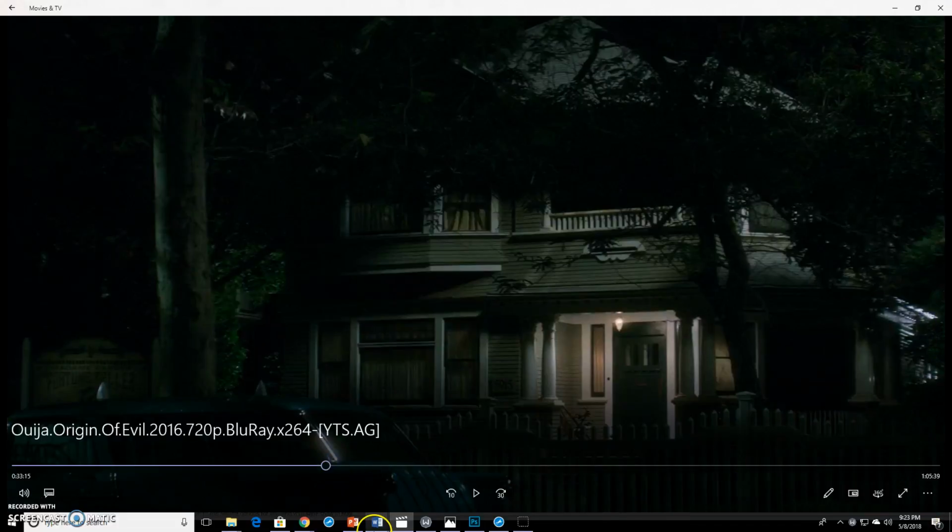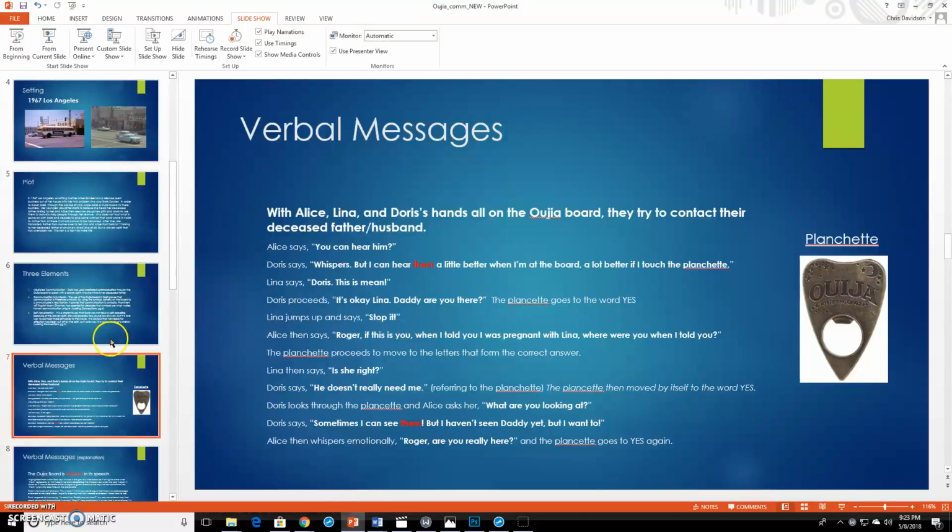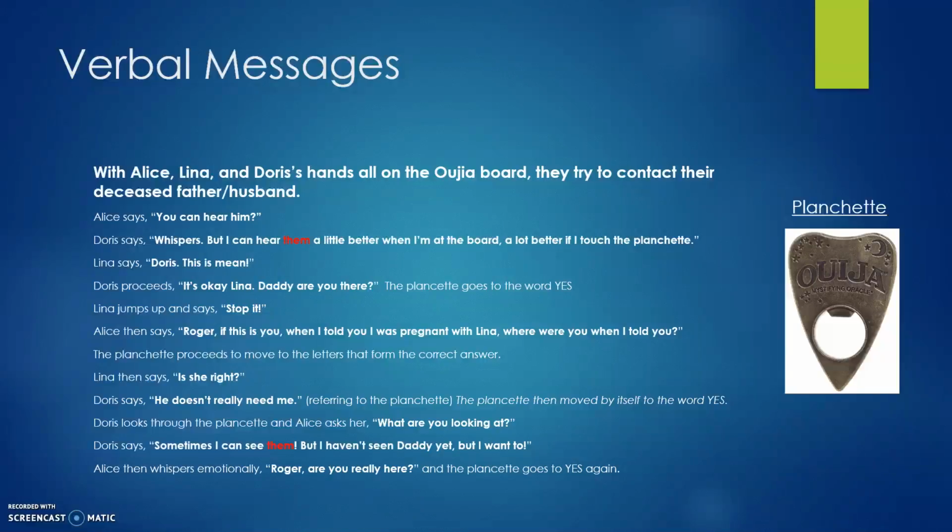Okay, that's the first clip that I was going to show. So back to the presentation. And right here, I just typed out the scene that we saw. The two connections I put together were, you see right away, Alice asks her daughter, "You can hear him?" And Doris says, "Whispers, but I can hear them a little better when I'm at the board. A lot better if I touch the planchette." The planchette being the little triangle thing with the magnifying glass.